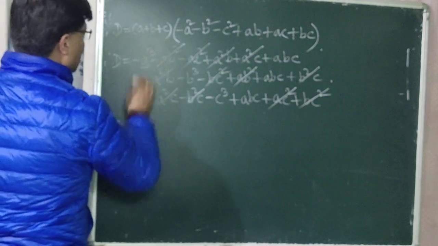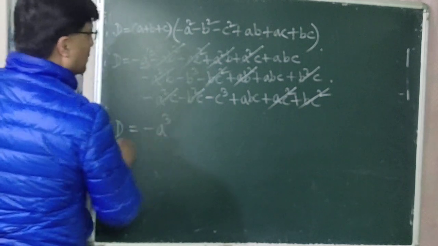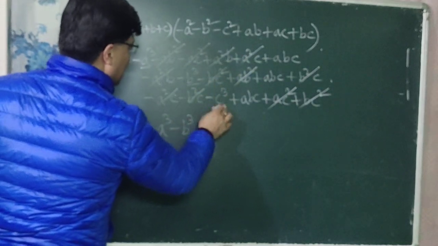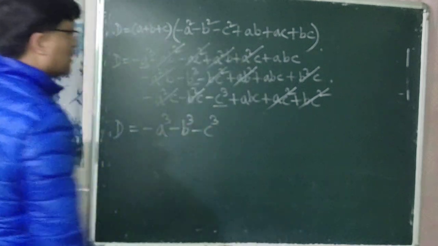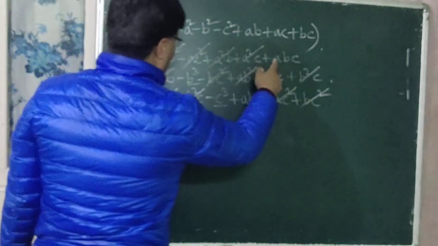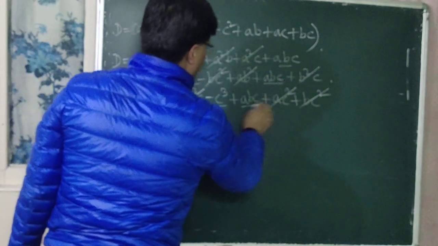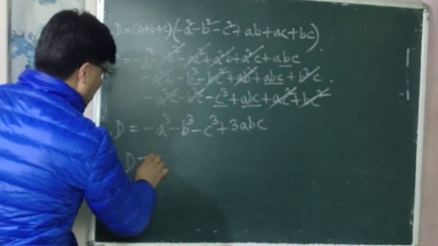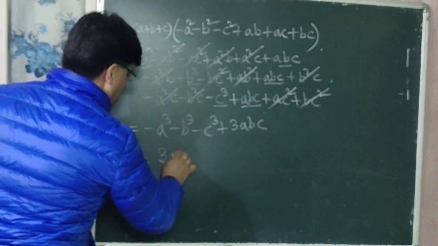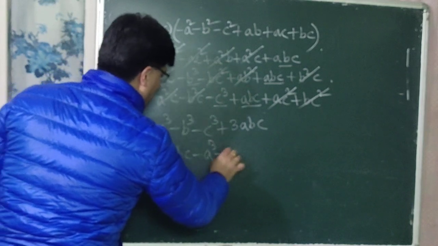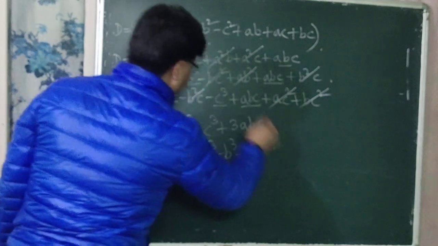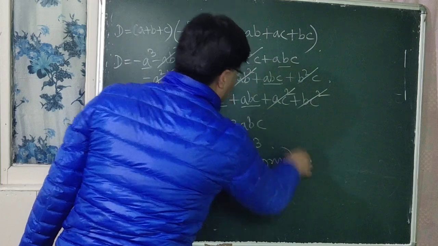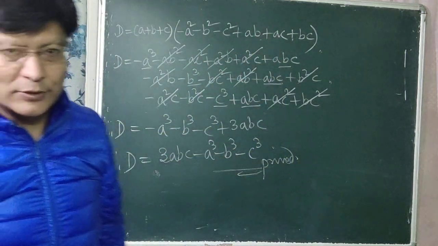D is equal to minus A cube. Okay. Then let us write minus B cube first. Then write down minus C cube. Then ABC plus ABC plus ABC. What is it? Plus 3ABC. Therefore D is equal to 3ABC minus A cube minus B cube minus C cube. So this is the final answer. So it is proved. Okay.